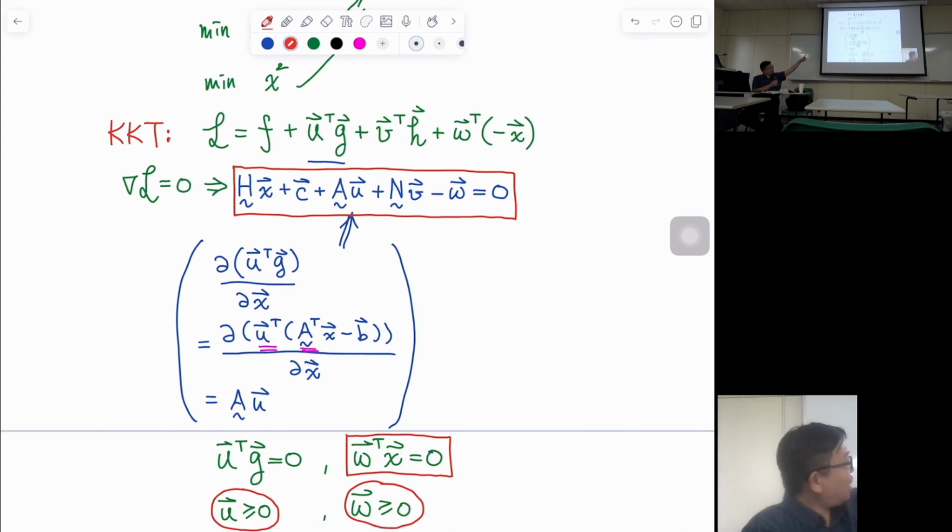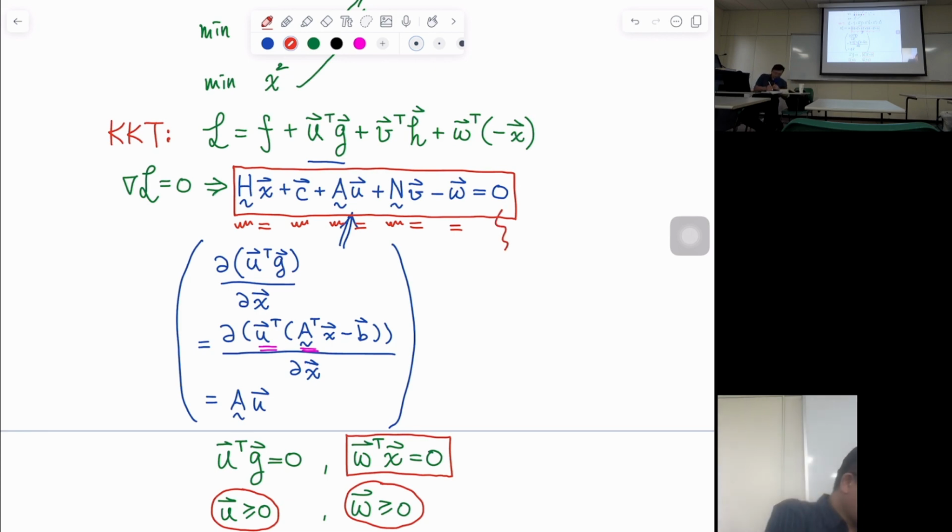How about the long one? Hx plus c, this whole thing is actually a linear function. H are a bunch of coefficients. X is one of the variables. C are coefficients. A are coefficients. U is a bunch of variables, especially our Lagrangian multiplier. But they are variables, they are unknown variables. N are some values in the constraint. V, W are variables. They are linearly placed together. So this is a linear function in terms of all the variables that we have, X, U, V, and W.